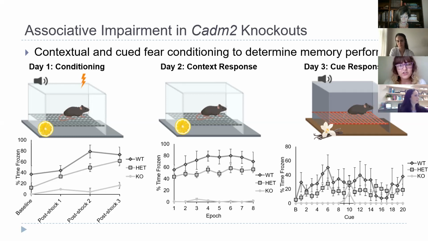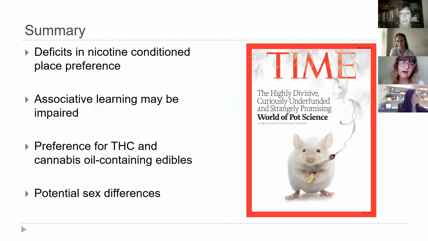So in combination with those results from the conditioned place preference test, we are seeing potentially an associative learning deficit in these animals, though again, this is just a pilot, so we will need to run more animals to see whether or not this is actually the case. And on top of those potential associative learning and conditioned place preference deficits, we also see these preference differences for THC and cannabis oil containing edibles that may have a sex effect also underlying that.